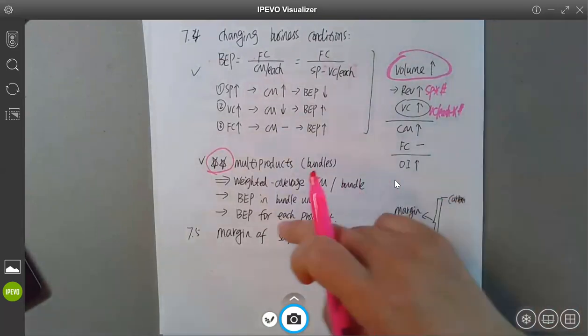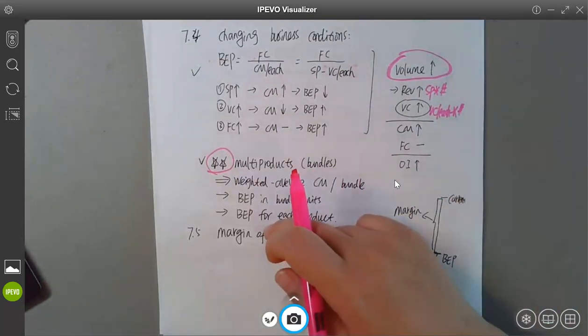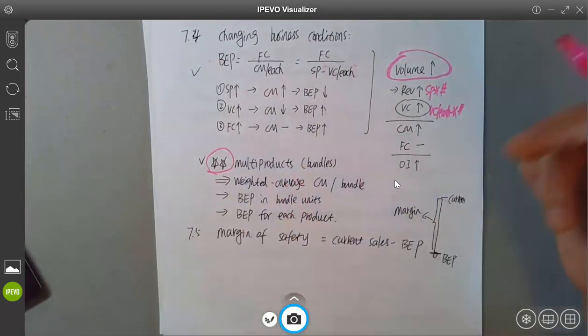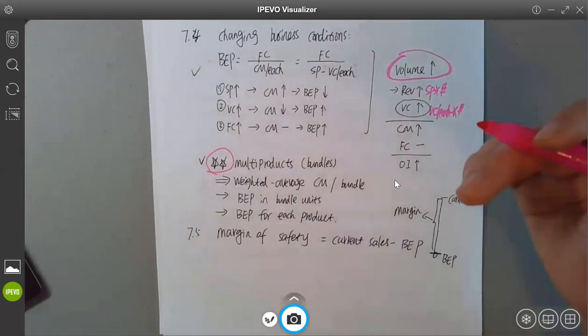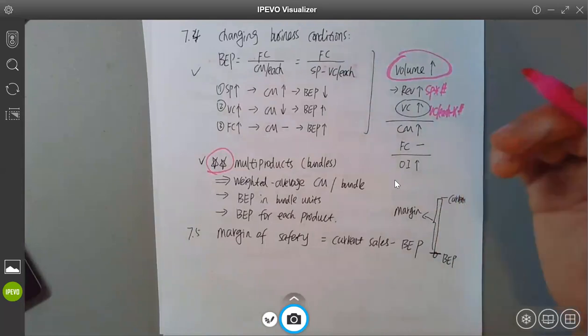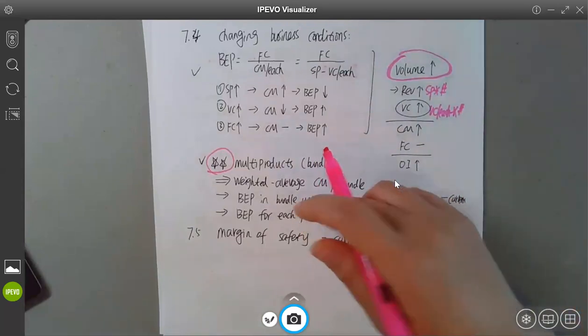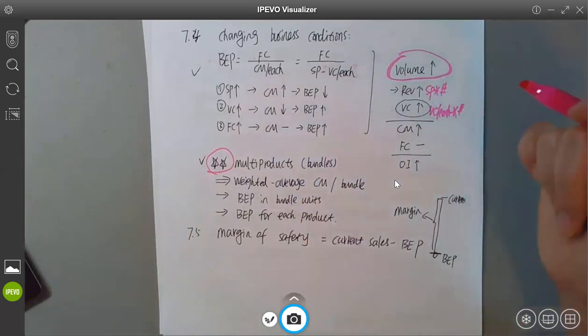You have to multiply by their weight. I'm not going to repeat any question, but we did some practice like the big coffee, small coffee, big frame, small frame, and then the USB drive, those different things. So make sure you definitely will have a question on the multi-product break-even point.